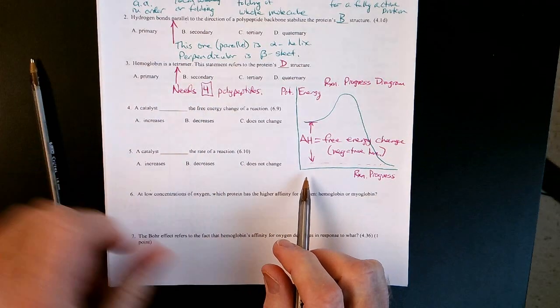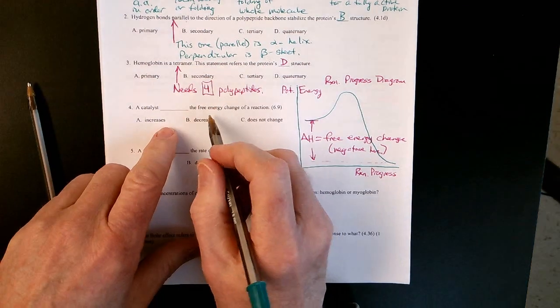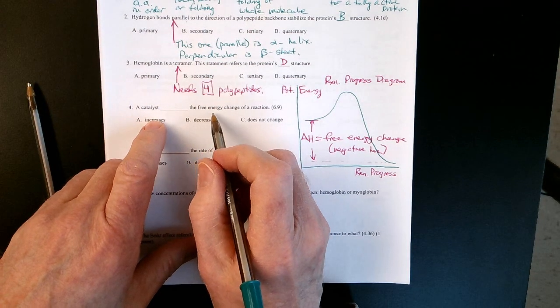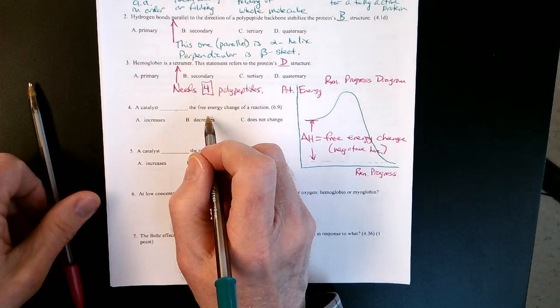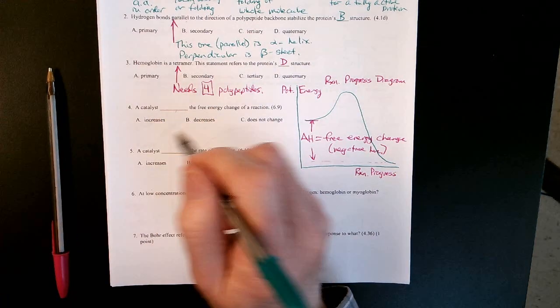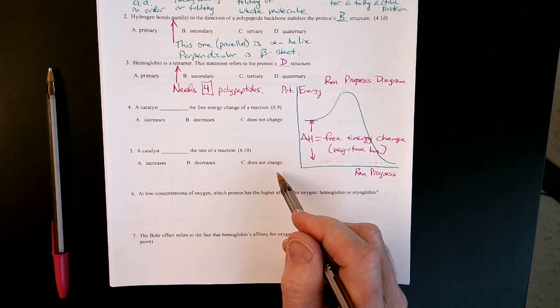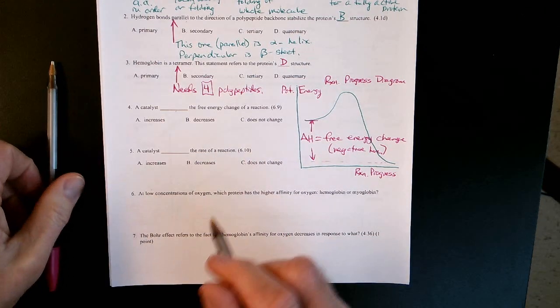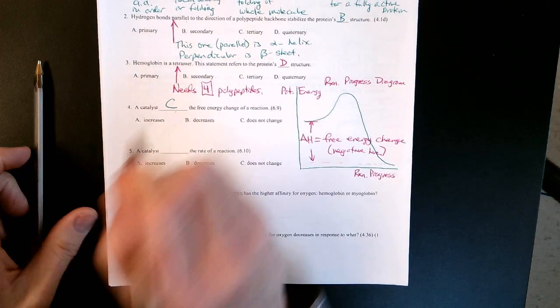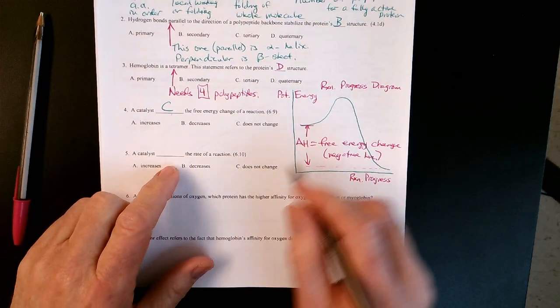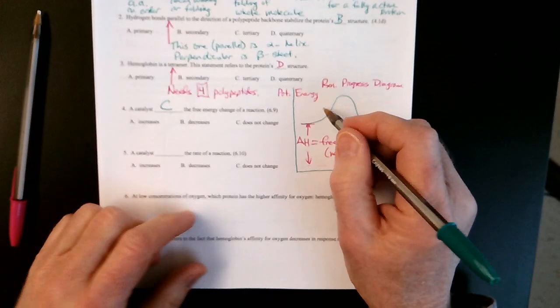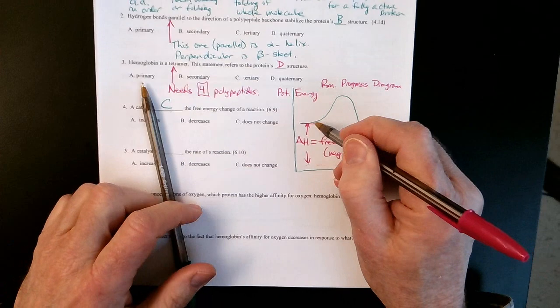Okay, now the other number, well, let me answer the first. A catalyst does what to the free energy change of a reaction? So does it increase, decrease, or not change? No change. Okay, definitely C. Now, if you put in a catalyst, here's what you do.